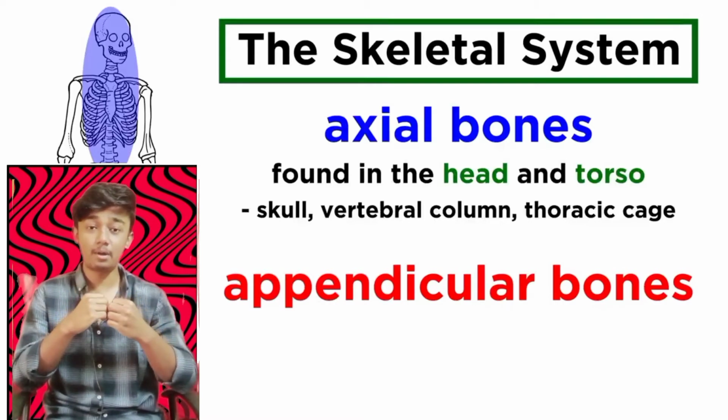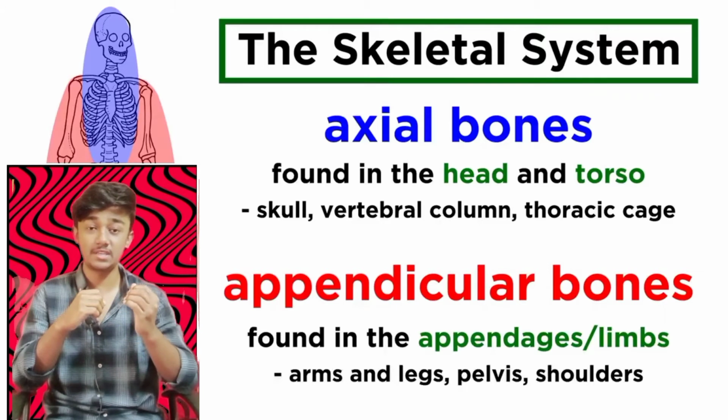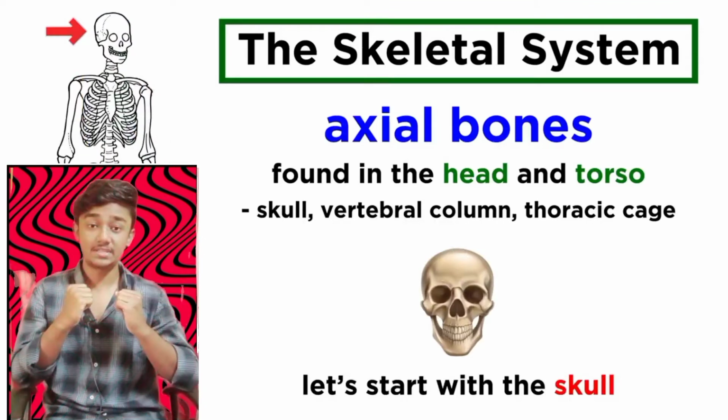And now if we talk about the second one, the appendicular bones, these are mainly found in the appendages or so-called limbs. These are made of arms, legs, pelvis and shoulders. So let's start with the axial bones first.